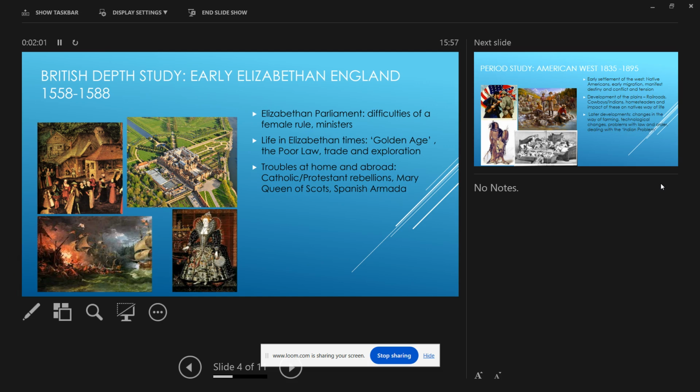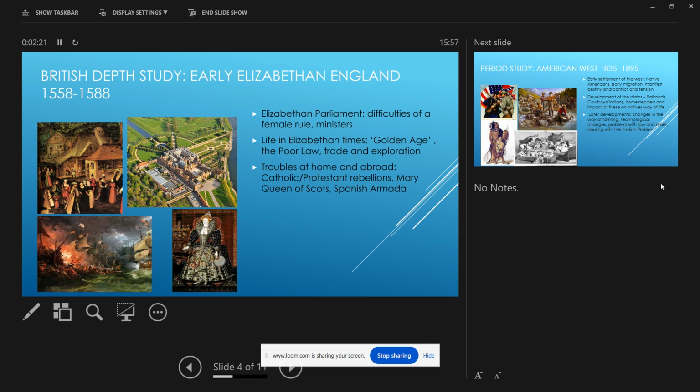And then we look at life in Elizabethan England. So why is it seen as a golden age? The birth of kind of Renaissance art and architecture. And then we look at things like poverty, so what poverty was like in Elizabethan England, as well as trade and exploration, so going out to the Americas and the impact that that had.